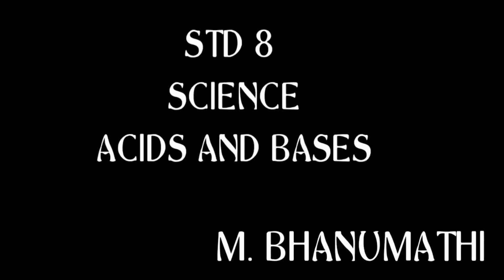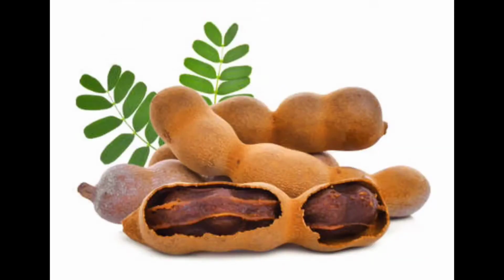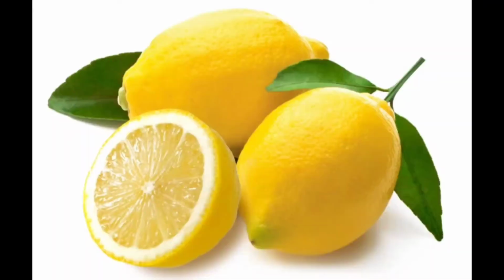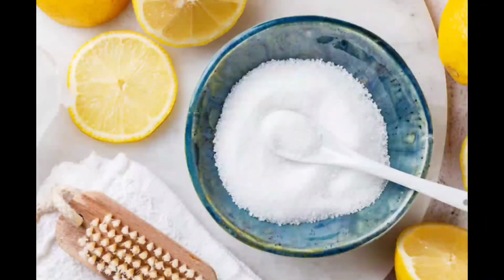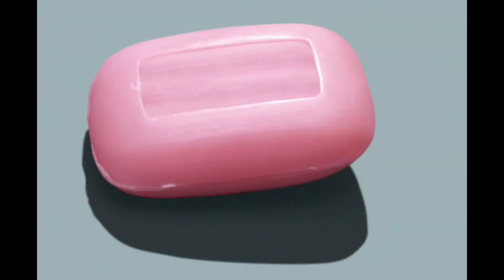Dear students, good morning. Today we are going to discuss the lesson acids and bases. In our daily life, we come across different food substances. Can you name some substances that are sour in taste? Yes, tamarind, grapes, curd, and lemon are sour. They are said to be acidic. Some substances like sodium bicarbonate and soap are bitter in taste. They are said to be basic.